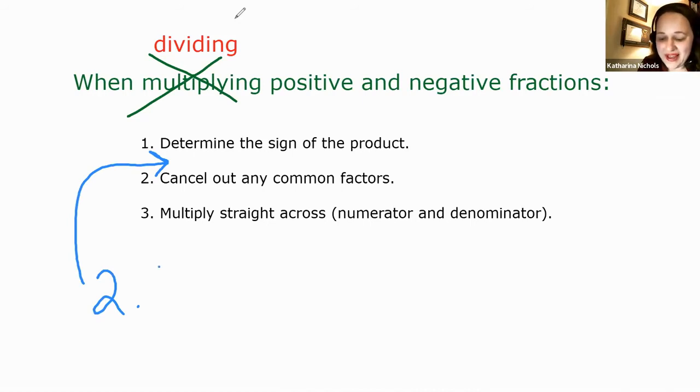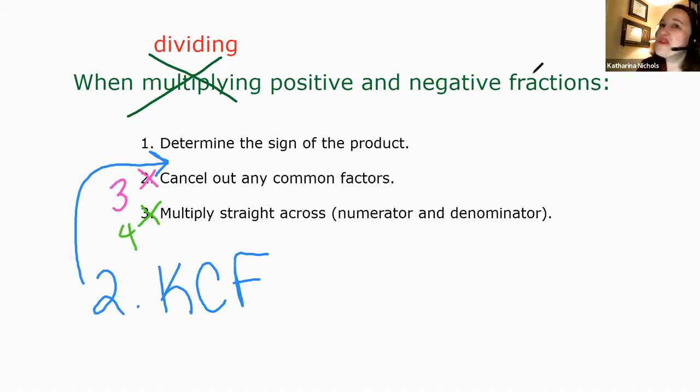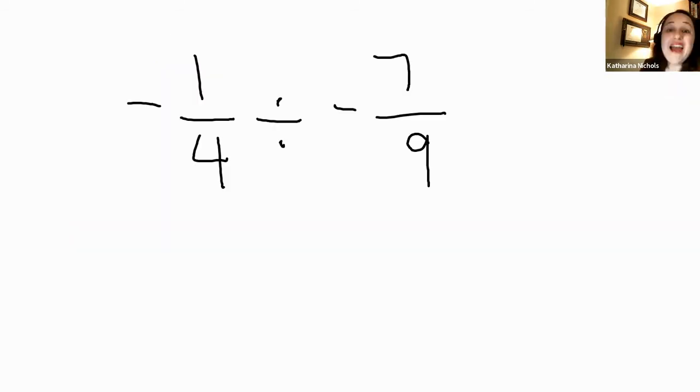Step 2, keep, change, flip. Step 3, cancel out any common factors. And step 4, multiply straight across. Very similar to multiplying fractions. Let's check out an example.